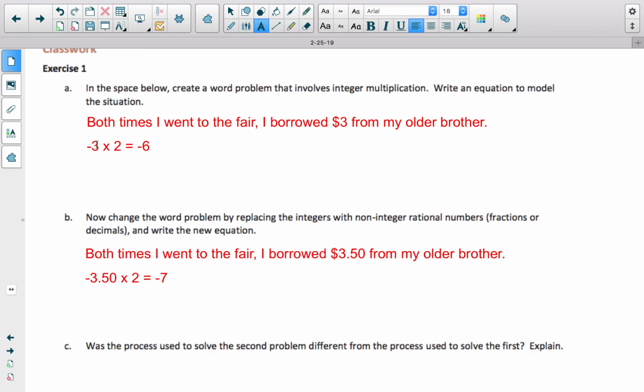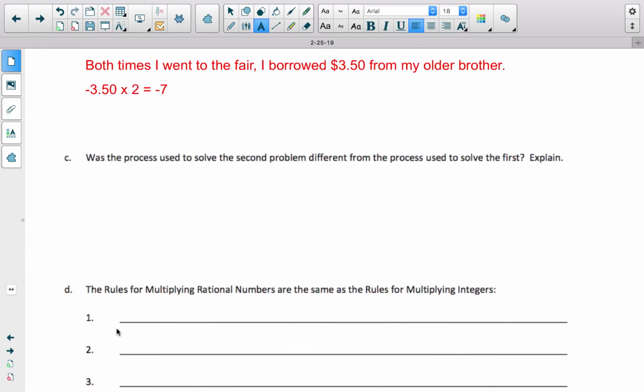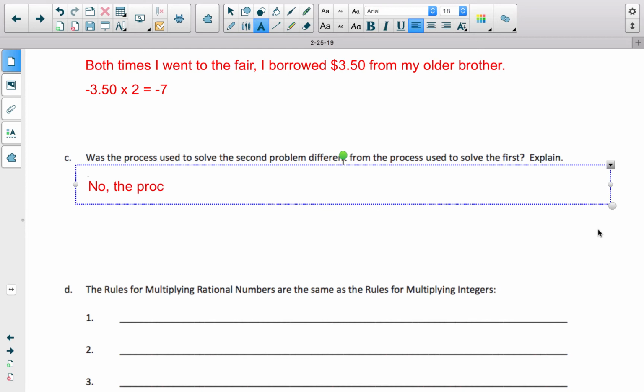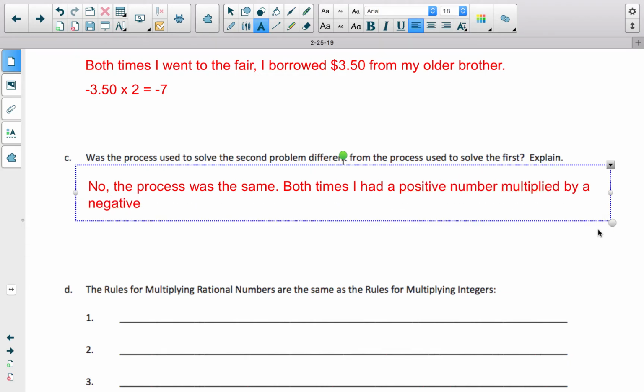What I notice is I still have one negative and one positive, which ended up giving me a negative product, right? And then all I do is multiply those two factors to get a product. So it seems like the process is not different at all. So no, the process was the same. Both times I had a positive number multiplied by a negative number, so the product was negative.